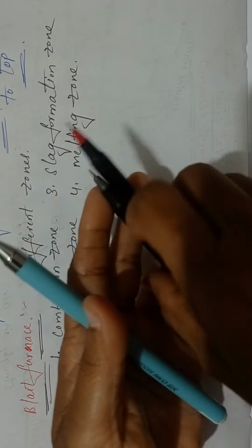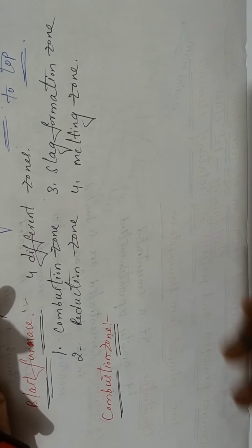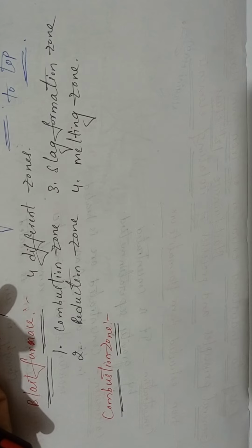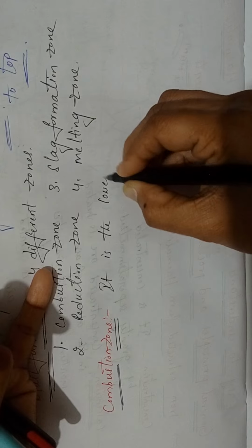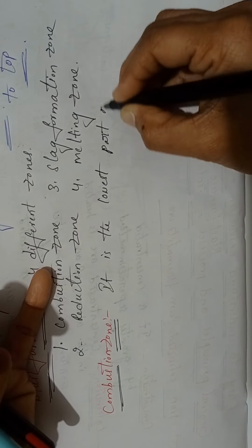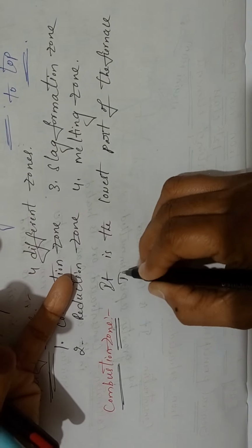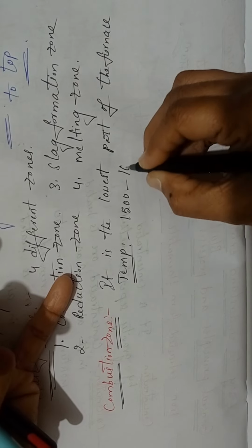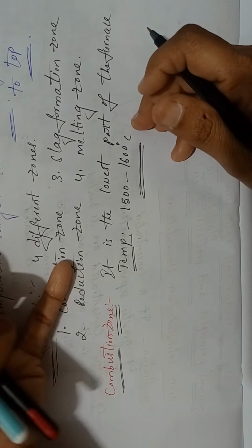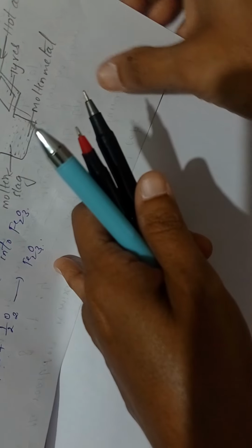In combustion zone, what will happen, students? Combustion zone is the lowest part of the furnace, students. Here the temperature range, 1500 to 1600 degrees Celsius, will be there. Now see, students, in the diagram, it is the lowest part of the furnace.